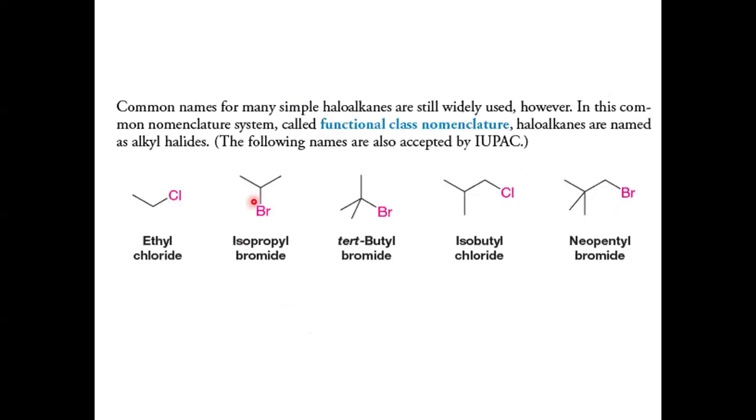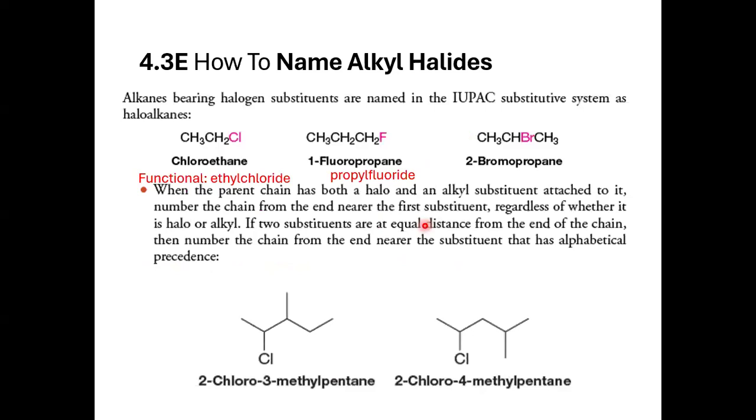And you can also name by the functional class nomenclature. There's a common one. You can have the name by the halides, ethyl chloride, have the common alkyl groups, isopropyl, tert-butyl, isobutyl, pentyl, you just have to familiarize with them. And then the last name would be the halide. So this is the functional class type of nomenclature.